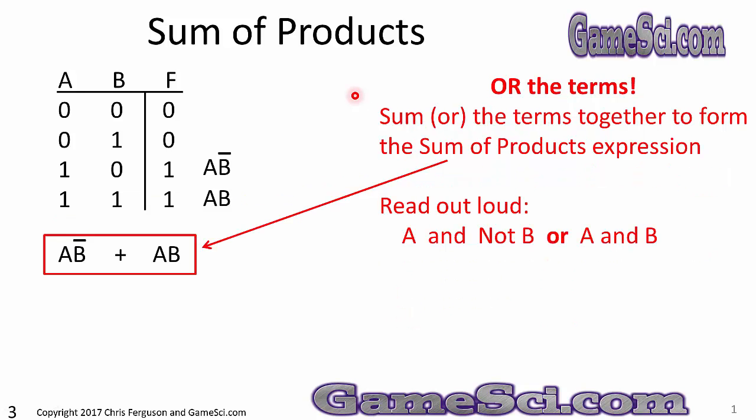Now OR the terms together. Sum, or OR, the terms together to form a sum of products expression. Here is the final sum of products expression for this truth table. Read out loud, it is A and not B, or A and B.